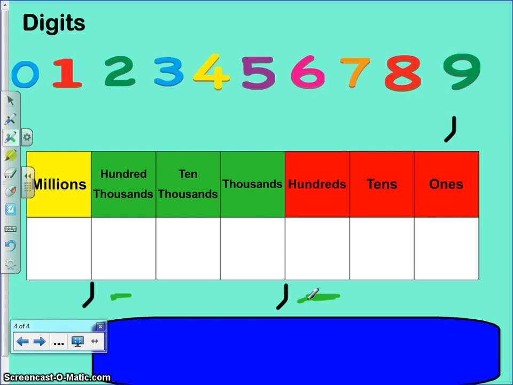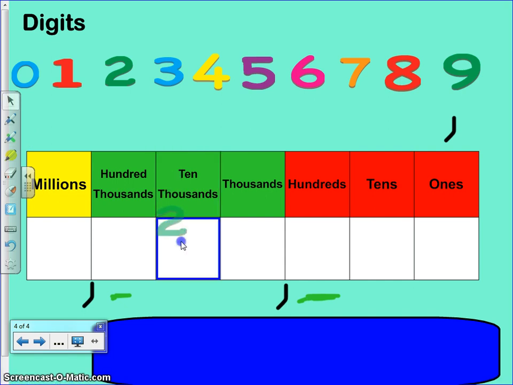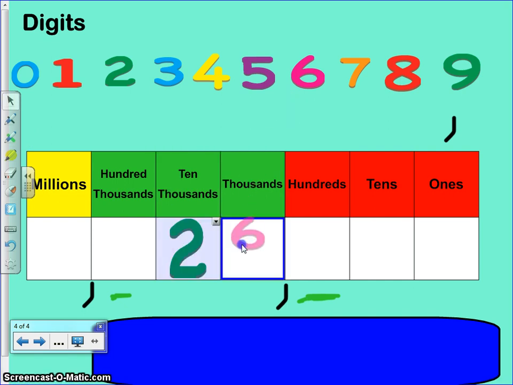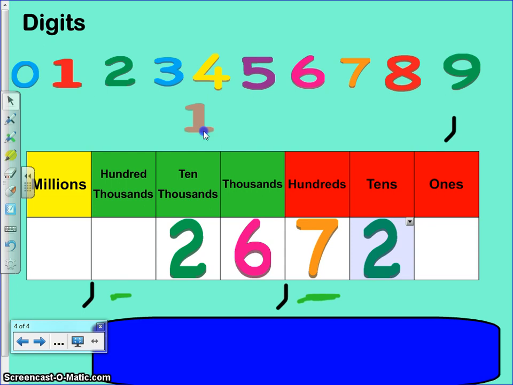So let's say we had 26,721. Of course, we don't read this number and we don't say 26721. Okay, that's how we say phone numbers, but that's not how we read real numbers. We read them based on their place value, and the commas help us.